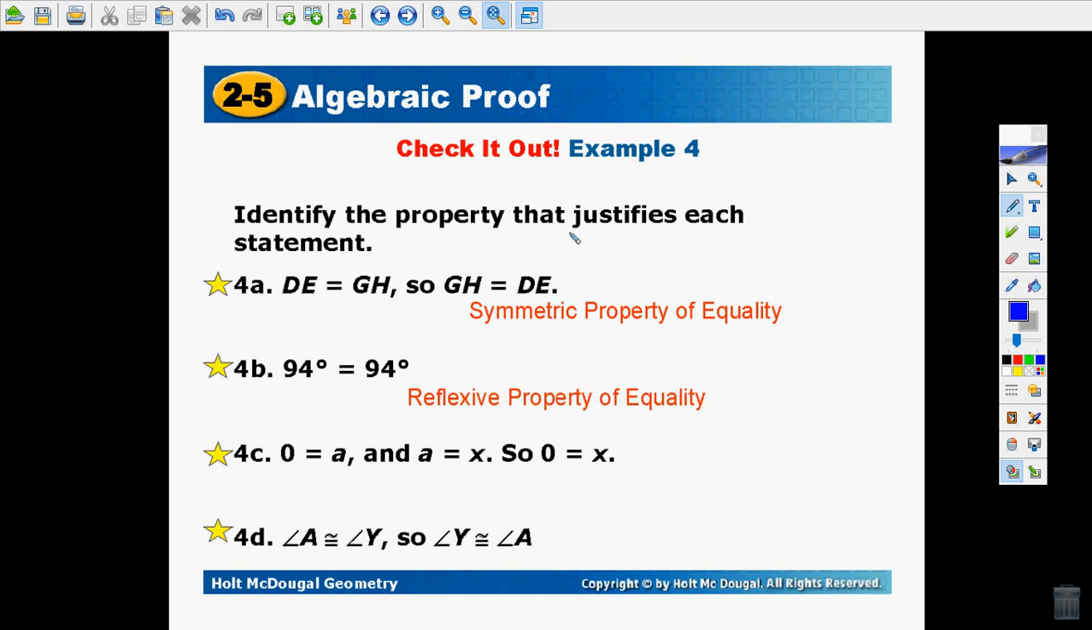The next one, you should have gotten the reflexive property of equality, 94 seeing its reflection. And the third one, O is equal to A and A is equal to X. That means O is equal to X. We're eliminating that middleman, A. It's using 3 different parts, O, A, and X. This would be the transitive property of equality. Angle A is congruent to angle Y, so angle Y is congruent to angle A. We're switching the order, but it's around the congruent sign, so this is the symmetric property of congruence.